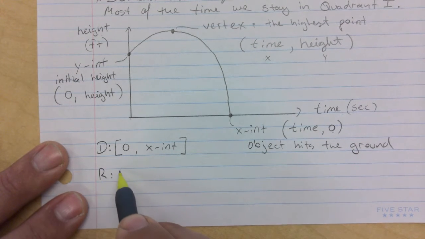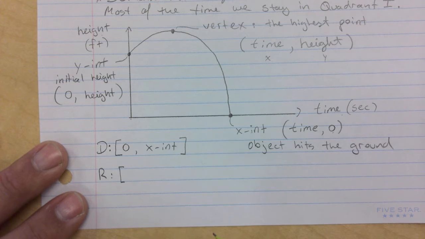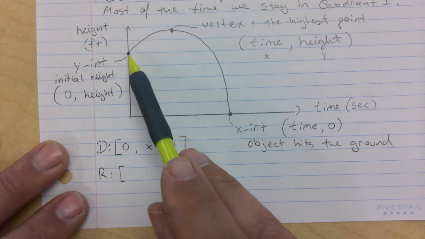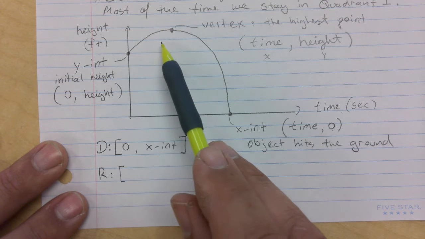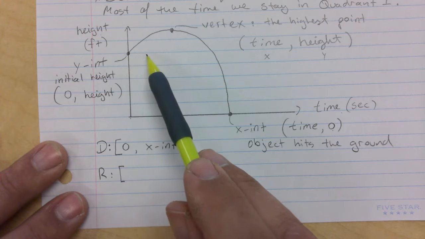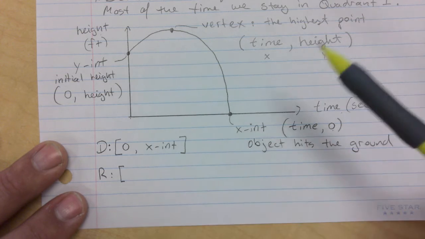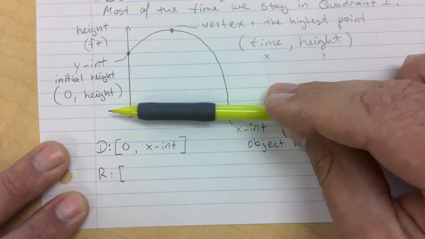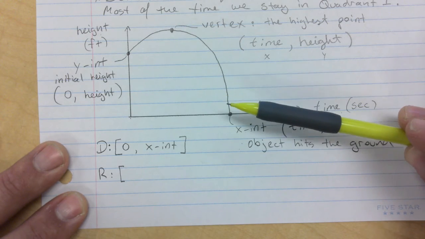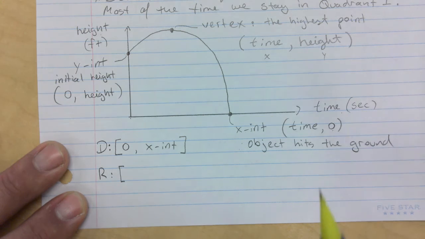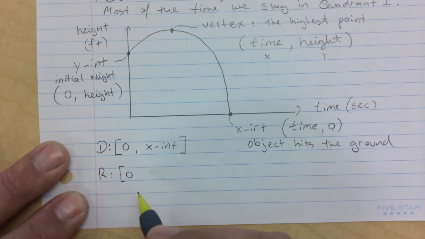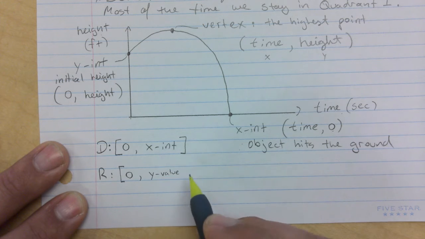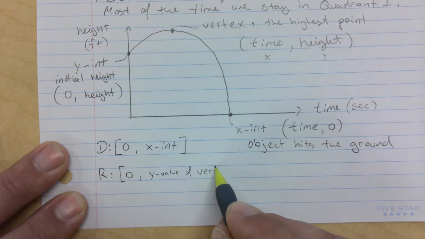My range, this is the tricky one, okay? Instinctively, you're going to say, well, I go from here to here, right? My y value goes from here to here. But really, if you look at the whole graph, 0 is also included because you're hitting the ground. There's still y values here that you have to consider. So this would be 0 to y value of vertex.